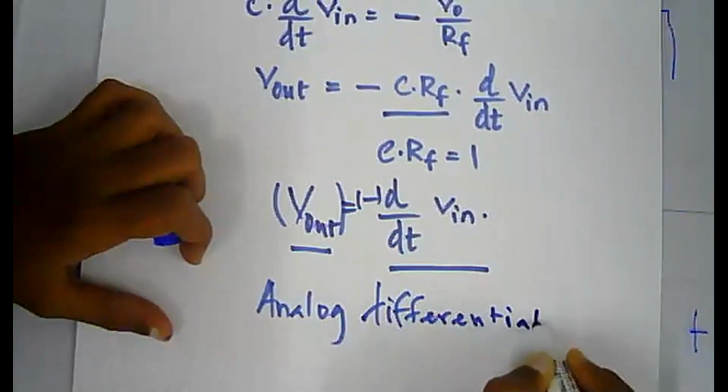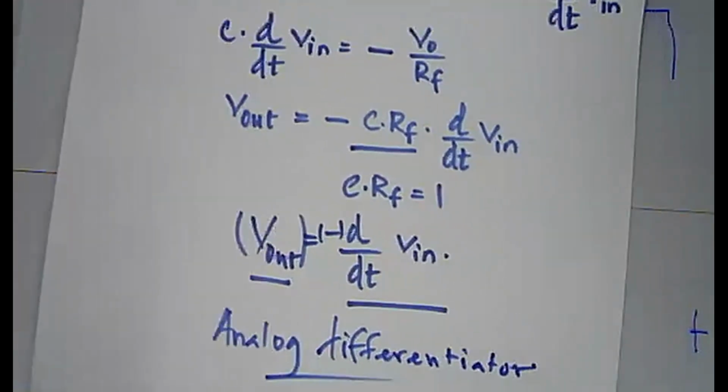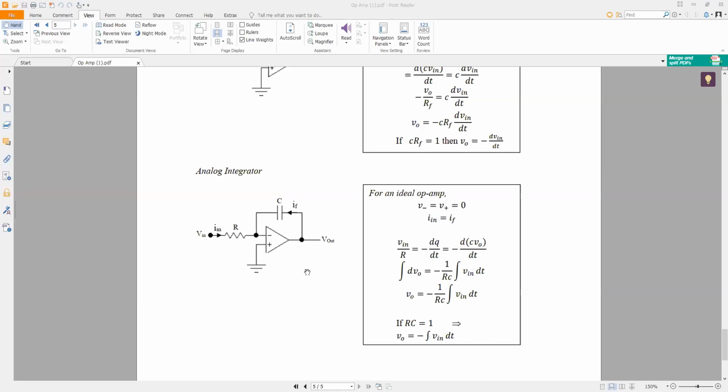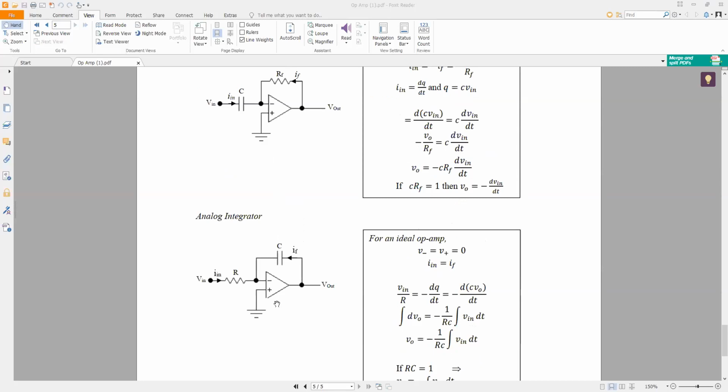Right. Now, we'll see about the analog integrator. The circuit diagram is given here. So here, instead of RF, the C and RF are interchanged. The C is at your feedback loop. That's all.